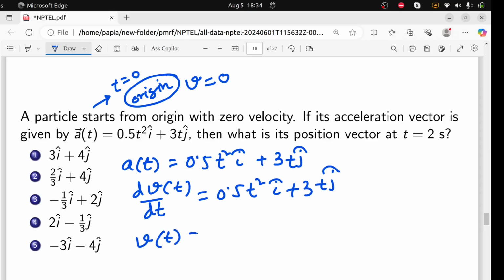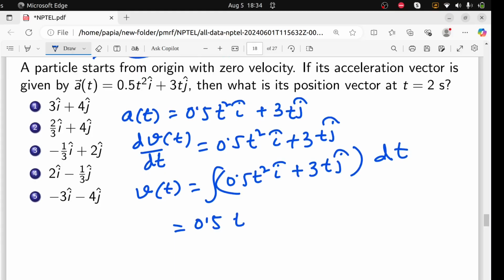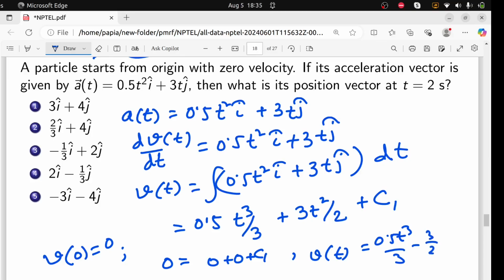Now what is v(t)? It will be simply the integration of this one. It will come as 0.5 t cube by 3 plus 3 t square by 2 plus c1. So c1 is what? As I told you, v at 0 is 0. So if I put t equals 0, our left hand side is 0 and this is 0 plus 0 plus c1. So c1 will also be 0. So v of t is simply 0.5 t cube by 3 plus 3 by 2 t square.